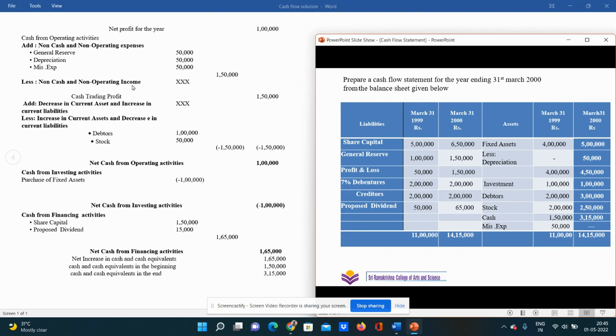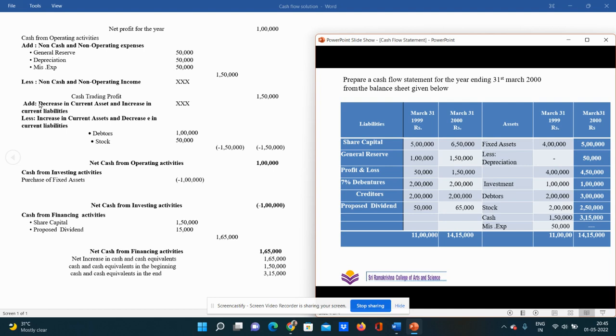As we have seen previously, we are going to calculate the net operating activities as well as investing activity and financial activity. In net operating activities, we have two classifications. One is add non-cash and non-operating expenses, and we have to less non-cash and non-operating income. The expenses are general reserve, depreciation and miscellaneous expenses, which amount to 1,50,000. In this sum we don't have any income, so I have mentioned XXX. Finally it is called the cash trading profit: 1,50,000.